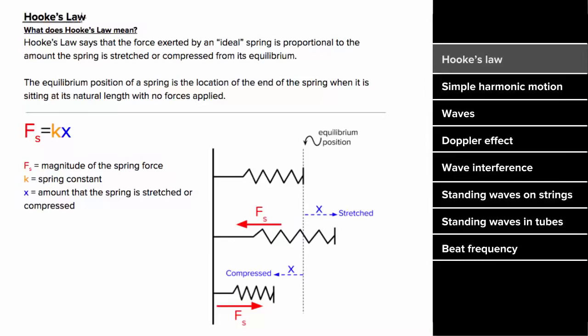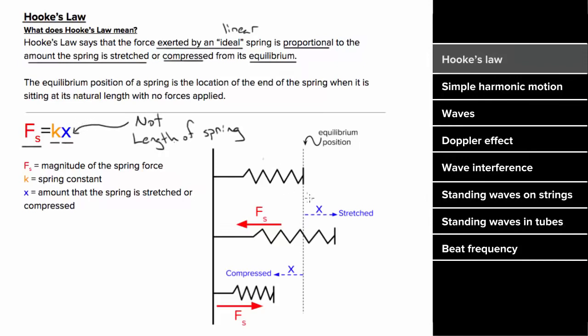Hooke's law tells you how to find the force exerted by an ideal or linear spring, and it's a simple law. It tells you the amount of force that spring is going to exert will be proportional to the amount that spring has been stretched or compressed from its equilibrium or natural length, which in equation form just says that the magnitude of the spring force is going to equal the spring constant multiplied by the amount the spring has been stretched or compressed. Note, this x is not the length of the spring.